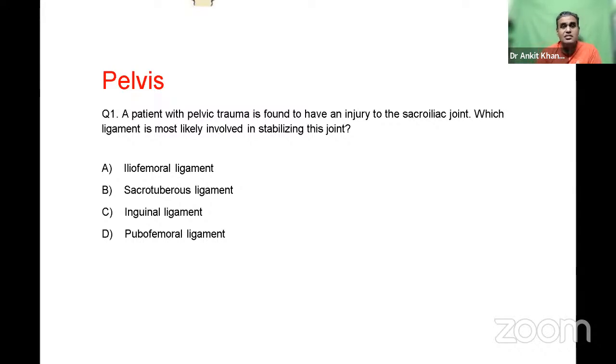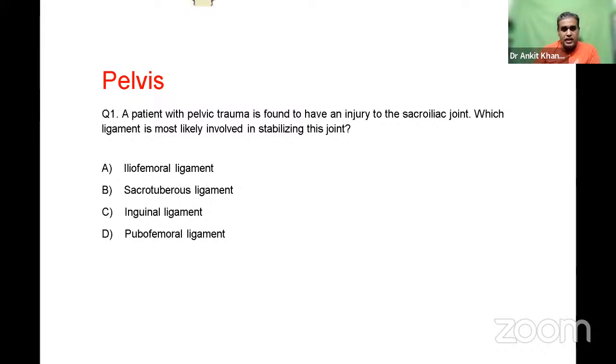Iliofemoral. This ligament is found at the hip joint. So rule out option number A. Sacrotuberous. It is from the sacrum to the ischial tuberosity. Is it close to the sacroiliac joint? We'll see in the image. Inguinal ligament. We just learned about it. It is the external oblique aponeurotic fibers, the inferior edge.